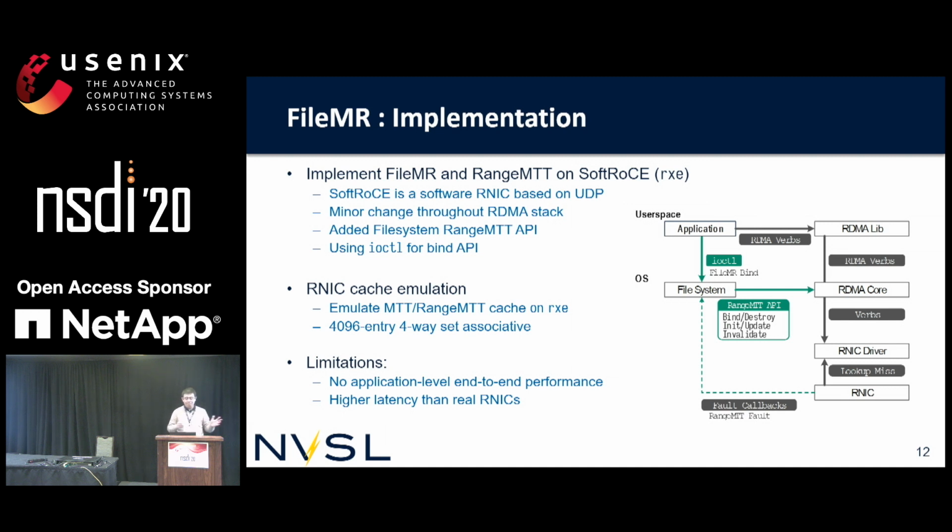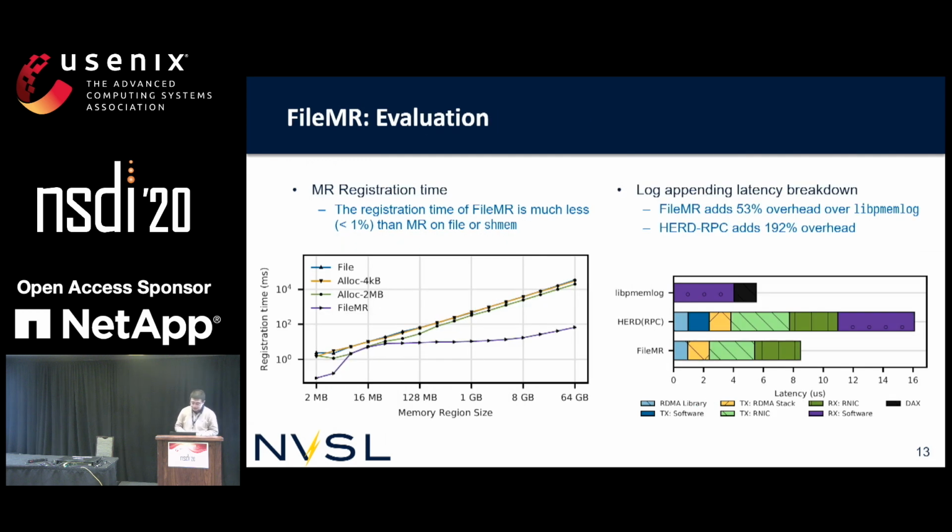Apparently this is a very primitive implementation, and we have lots of limitations here. The most obvious one is we cannot measure end-to-end performance because the numbers are mostly caused by the UDP overhead. And also our current latency is higher than the real NIC because of the way we implement everything.